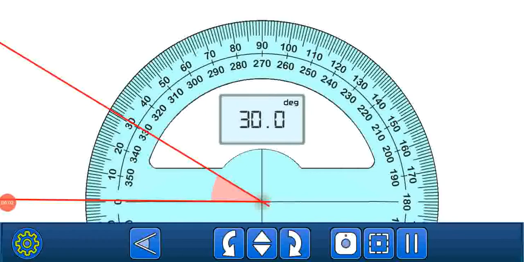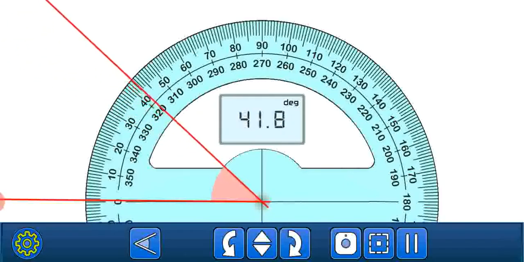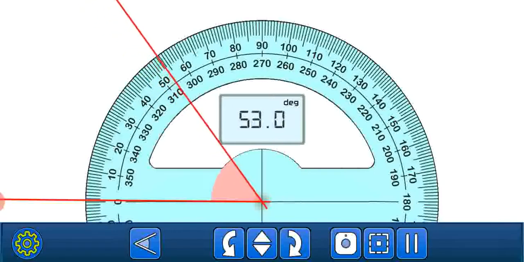Dear students, look here. It is a smart protractor. Here you can see a 30-degree angle. The angle is formed between two red lines. When we move one line, the angle increases or decreases. Let us see. Now the angle is gradually increasing. If one line moves with respect to the other, the angle gradually increases.